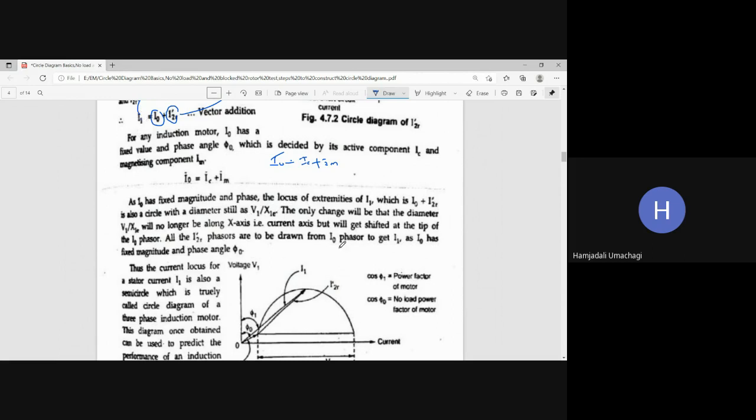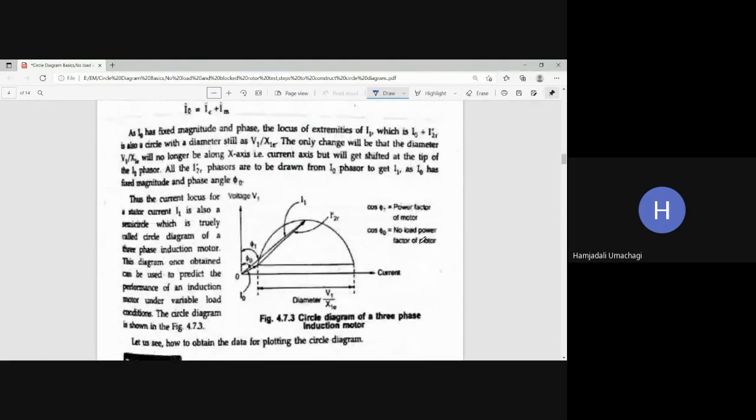Okay, all the I dash 2R phasors are to be drawn from the I naught phasor to get I1. So whatever I dash 2R we are representing in this reflected rotor current circle diagram, we should start it from the tip of the no load current I naught. Then the vector addition of I naught and I dash 2R gives us the stator current I1, as I naught has fixed magnitude and phase angle phi naught. Because it is the no load current, it has a fixed current and fixed power factor angle phi naught.